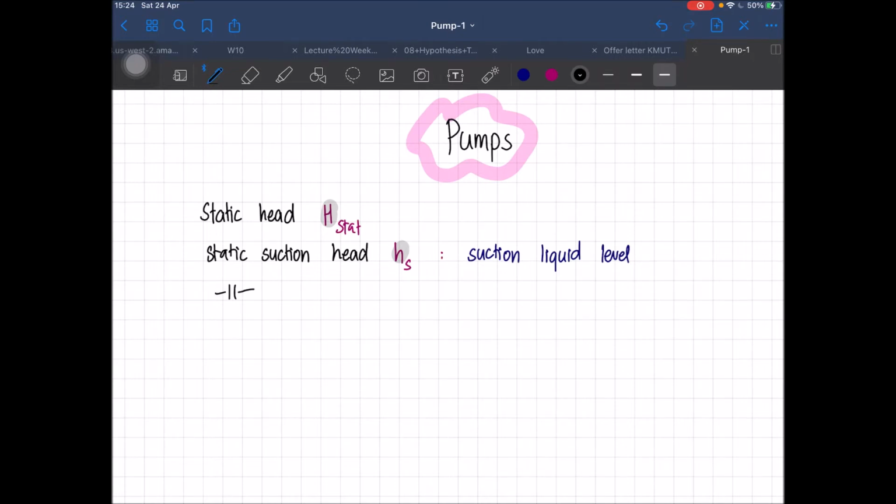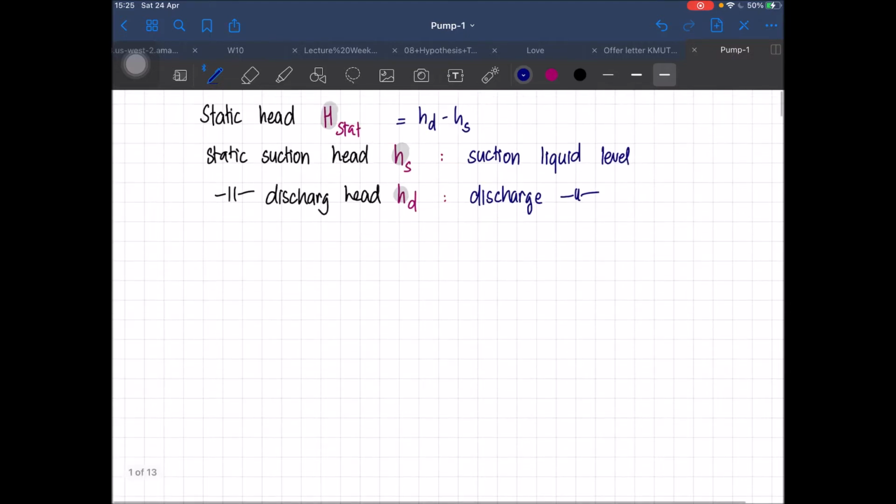Now we have the same here, but it is called discharge head. Its abbreviation is HD, and it mainly focuses on the discharge liquid level. Now we move on to how to find the static head. The static head equals HD minus HS. As a diagram, I will attach one for you to see clearly.